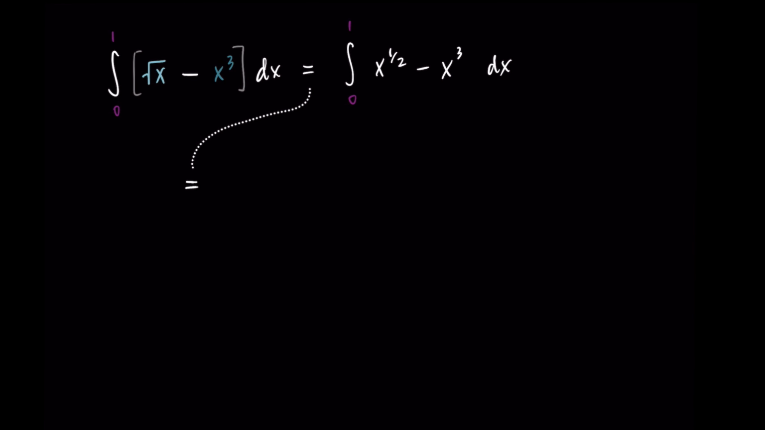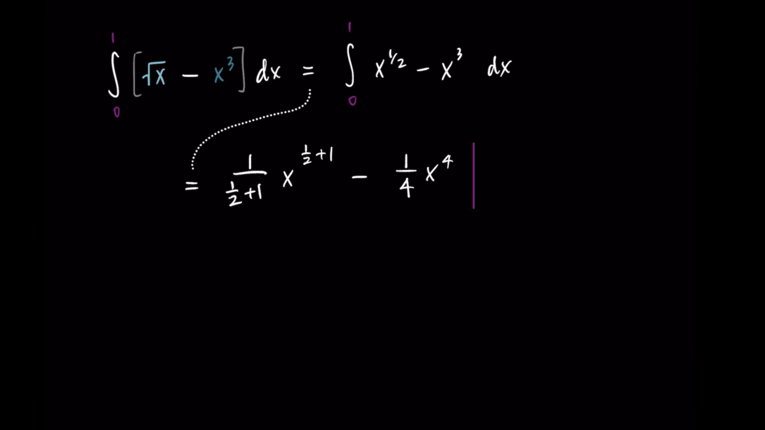And we use a version of the power rule here, so to find the antiderivative, we're going to add 1 to the exponents and divide by that new exponent. So for the first term, I have 1 over 1/2 plus 1, that's the new exponent, and then I'll have x to the 1/2 plus 1. Then I'll subtract the second term's antiderivative, so that's 1/4 x to the 4th. And we're evaluating this from 0 to 1.